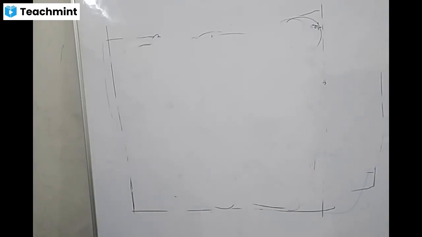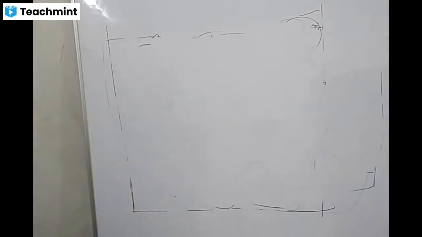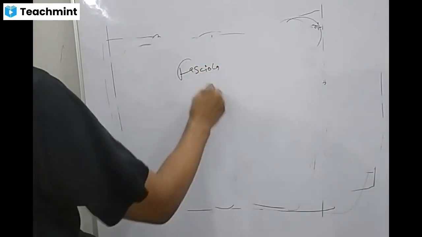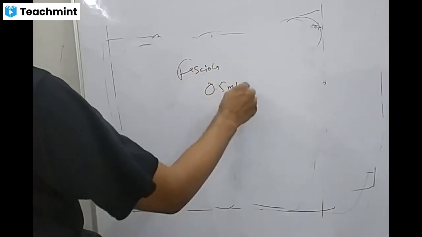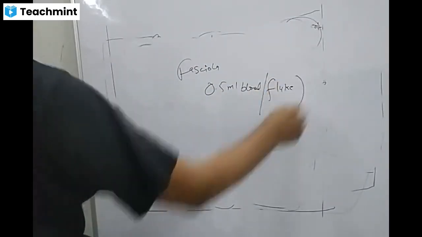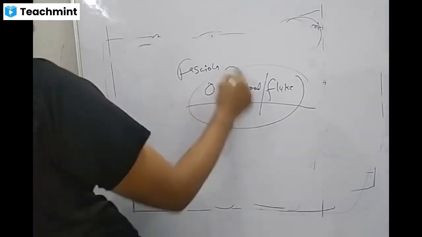Sir, which trematode causes severe anemia? Which trematode causes severe anemia? If you look at the Fasciola, it causes loss of 0.5 ml blood per fluke. That is more than any other flukes. It causes loss of 0.5 ml. That is maximum.